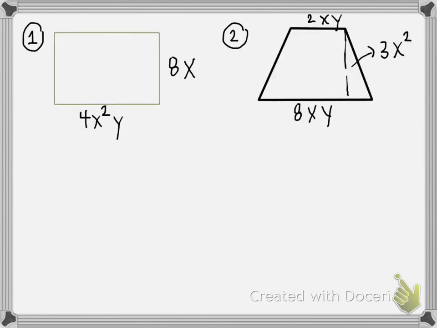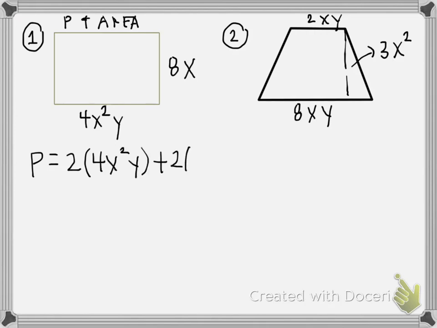So, let's find the perimeter and the area of the rectangle. The perimeter would be to add up all the sides. So we would say 2 times your length, which will be 4x squared y, plus 2 times your width, which is going to be your 8x. Okay, so you'll have 8x squared y plus a 16x. And you can't combine the like terms there, so that'll be your perimeter formula.